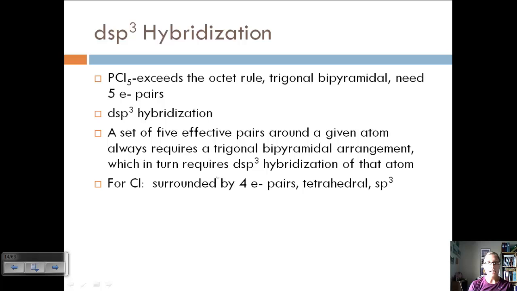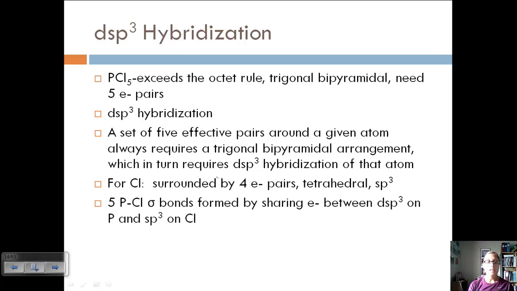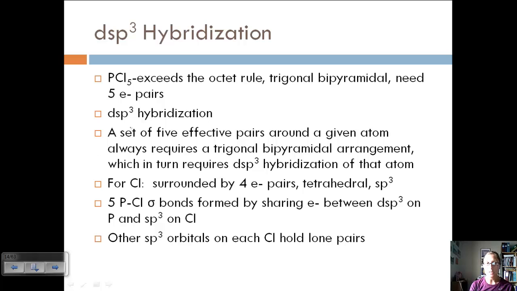So for chlorine, each of those chlorines in the PCl5 is surrounded by 4 electron pairs. So for each chlorine, it is tetrahedral shaped, and we would call that sp3 hybridized. For the 5 P to Cl bonds, those are sigma bonds, and those are formed by sharing electrons between the dsp3 hybridization on the phosphorus and the sp3 hybridized on the chlorine. And then on the chlorines, the other sp3 orbitals will hold lone pairs. So if we look at a picture of this, let's see, where can I fit it?